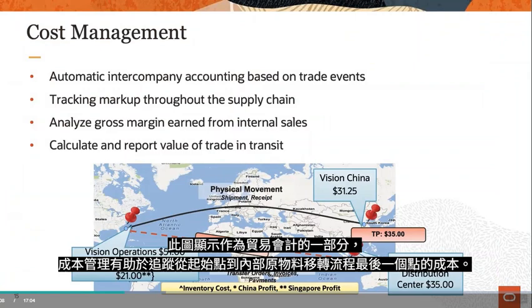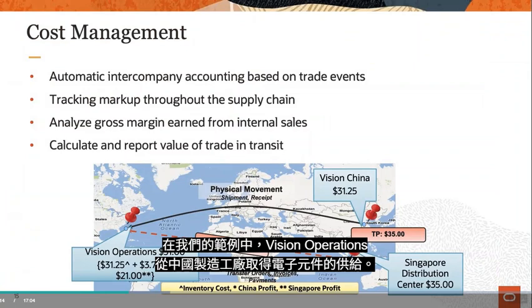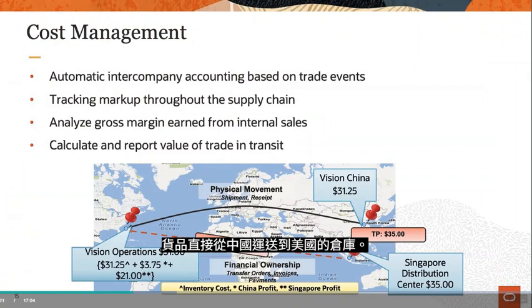The ownership transfer is documented and accounted through China, Singapore, and the financial flow is independent of the physical movement of goods. Execution of the financial flow between these entities occurs at every leg of the trade flow, and profit from the previous leg is included in the inventory. The results of our example would be as follows.